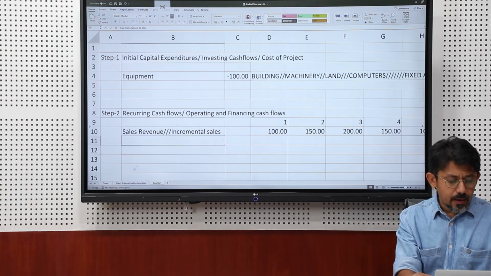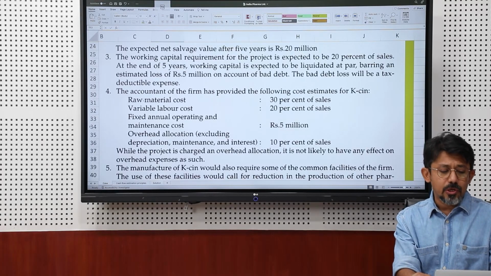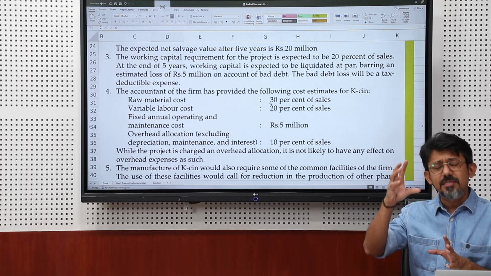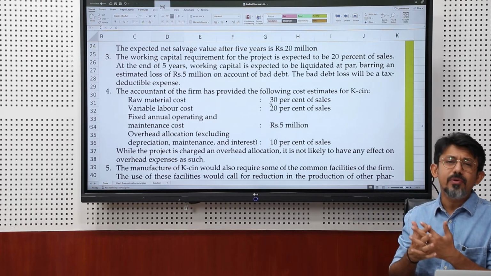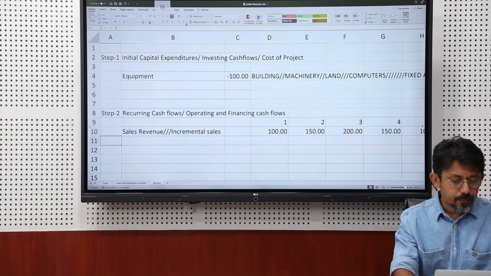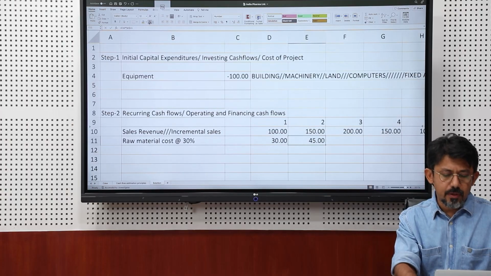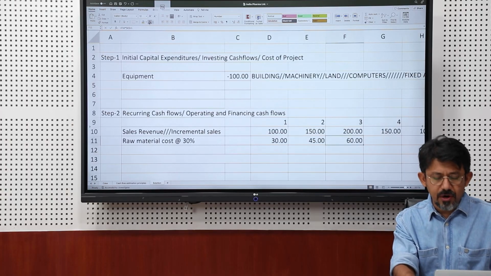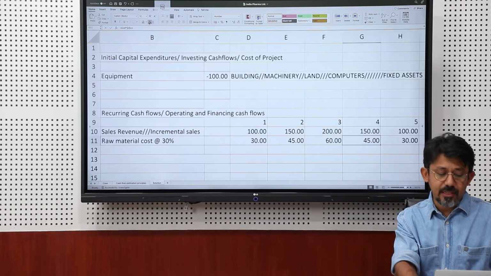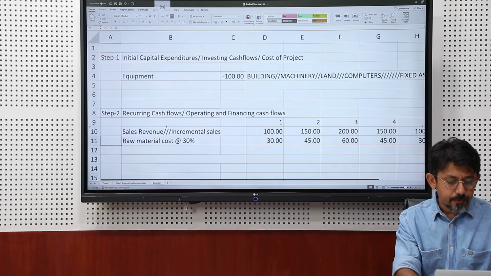Then let us look at the remaining cash flows. I will come to point number 4 in terms of your expenses. You are told raw material cost is 30% of sales. So, when I look at incremental sales multiplied by 30%, I am obviously looking at incremental expenses. So, my cash outflow is sales revenue at 30%, which is going to be 30 million, 45 million, 30% of 200 million will be 60 million, 30% of 150 million will be 45 million, and so on. So, my raw material cost is an incremental cost that I am looking at.